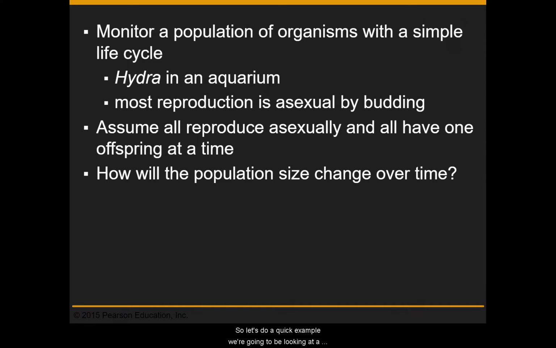So let's do a quick example. We're going to be looking at a population of organisms with a fairly simple life cycle. These are hydra. These things reproduce, or can reproduce, by asexual budding. So we're going to assume that it's all asexual budding. We're also going to assume that organisms are having 1 offspring at a time, not multiple. And asexual budding, by the way, means that as few as 1 hydra can continue a population because it's asexual.